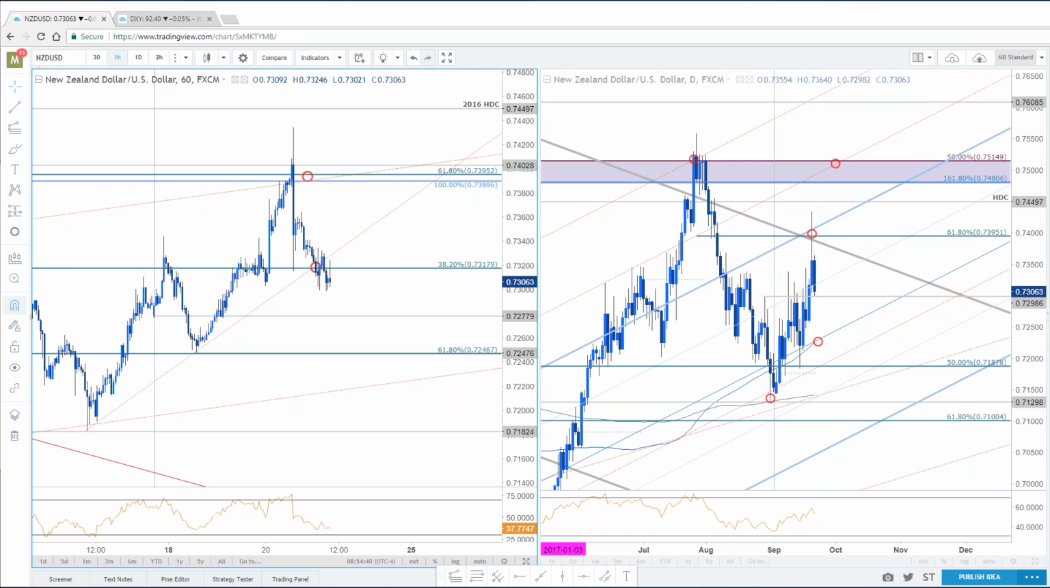Questions on Kiwi dollar? That is number 5. Okay, gold. Actually, that was number 4. Here's gold, number 5. Here's what gold looked like.